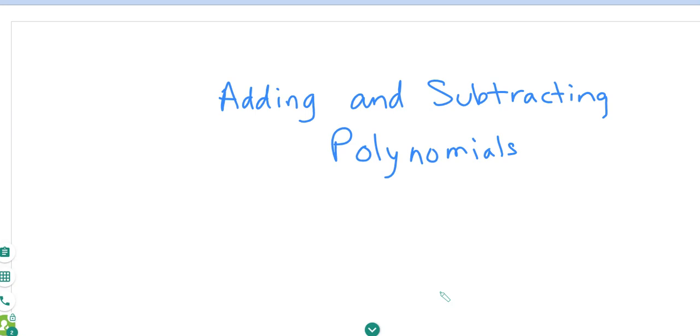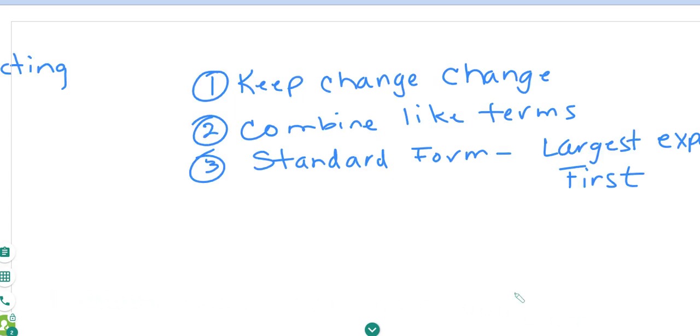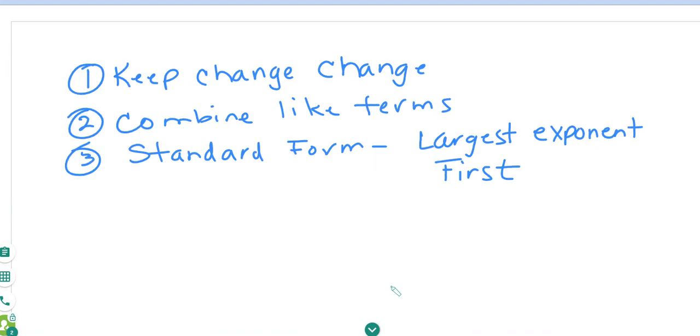Going to be talking about adding and subtracting polynomials. A couple of things to remember when we're doing this. The first thing that you want to do is make sure that you do keep change. You want to make sure that you have all addition signs when you are adding or subtracting polynomials. Second, you want to make sure that you're going to combine like terms. And third, you're going to write it in standard form, which means your largest exponent is going to be first, all the way down to your smallest exponent.